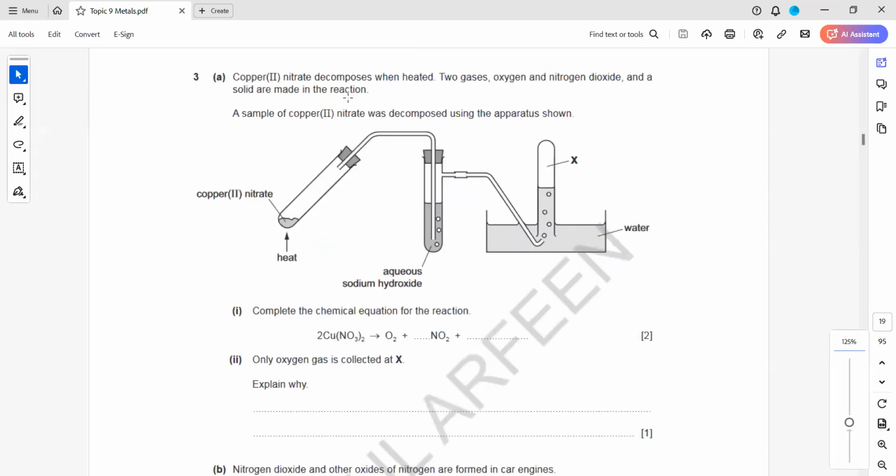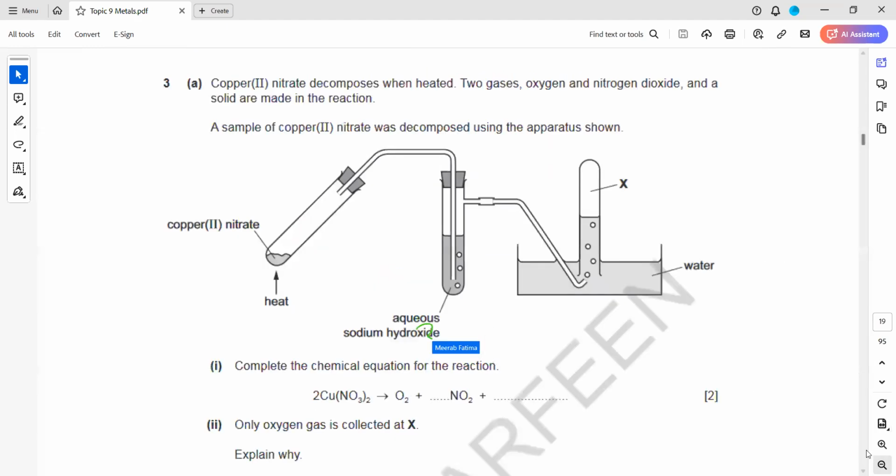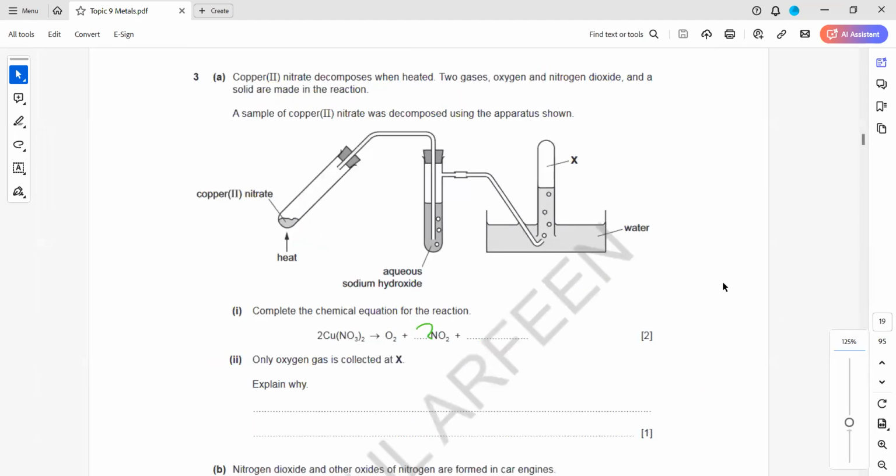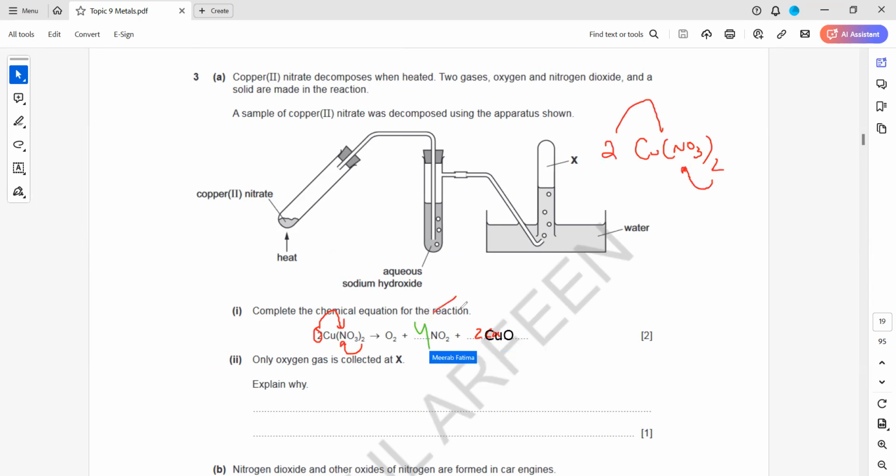In this question, copper(II) nitrate decomposes when heated. So we have to first balance the equation. Complete the chemical equation. Nitrogen: this is 2 and this 2 is also multiplied, so we get 4 nitrogen, because it is Cu(NO3)2 and then 2 molecules are there. If one molecule contains 2 nitrogen, 2 molecules will be 4. So we have to write 4 here.